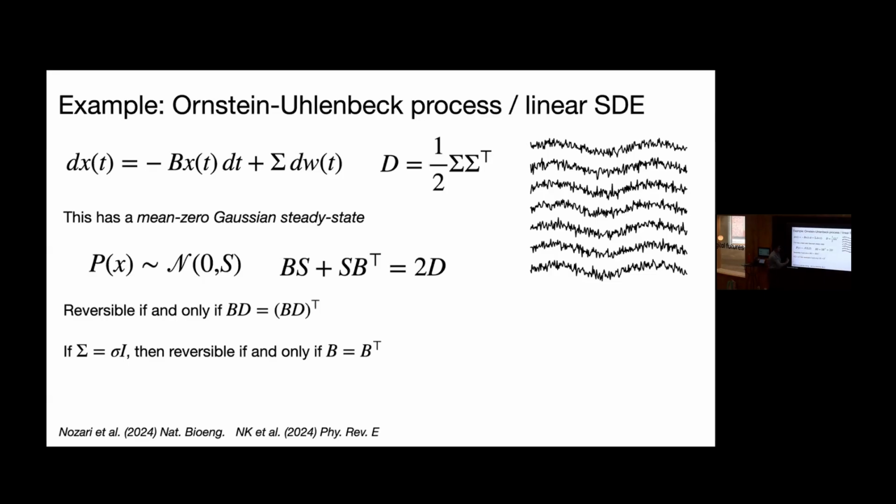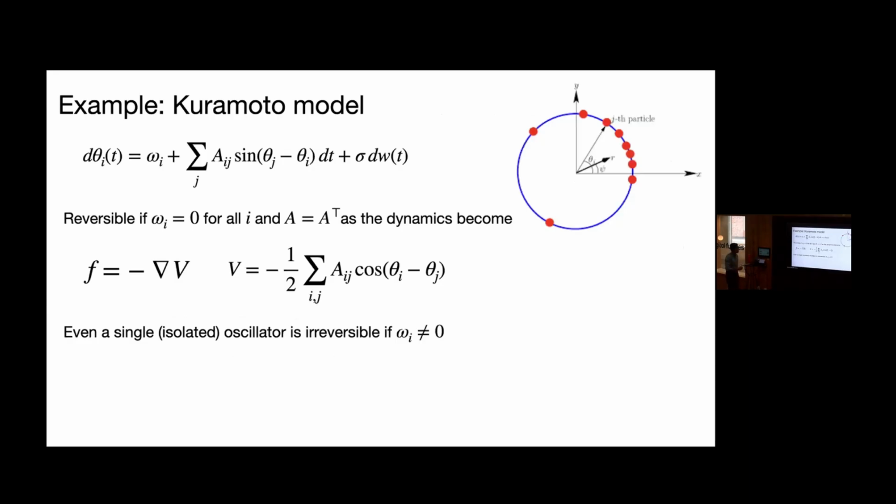And then if you have isotropic diffusion in your system, so you're adding noise to each region or each node individually, then it's reversible if and only if the drift matrix is symmetric. So this comes back to what I showed you at the beginning, that symmetry means equilibrium typically, and asymmetry means non-equilibrium.